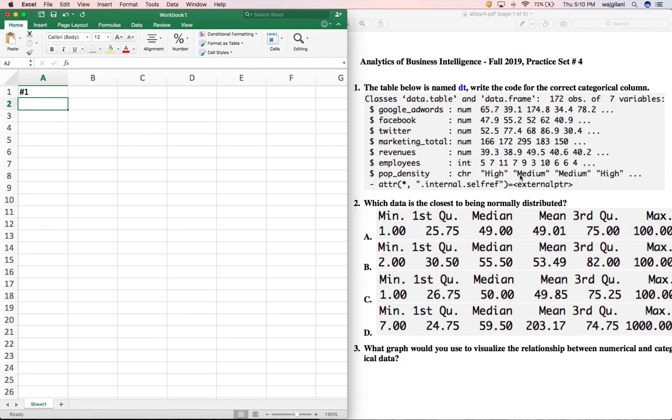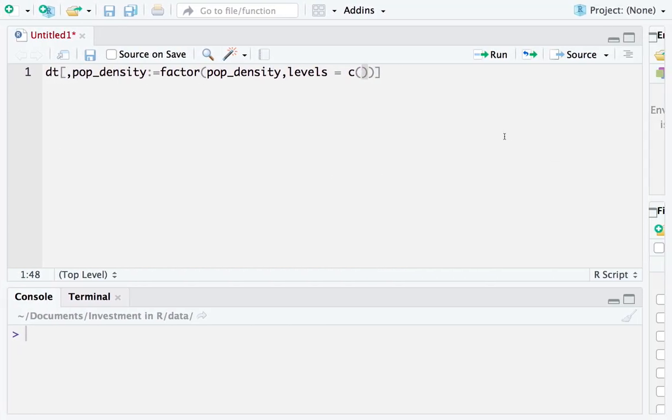Now, remember, case matters. You cannot put lowercase h, medium, and low. Some of you guys have seen this. If you do that, all of a sudden there's no values in that column, because that column is only allowing the values capital H high, capital M medium, capital L low. So case matters. So here, I will make sure I have the right cases: low, medium, and high.